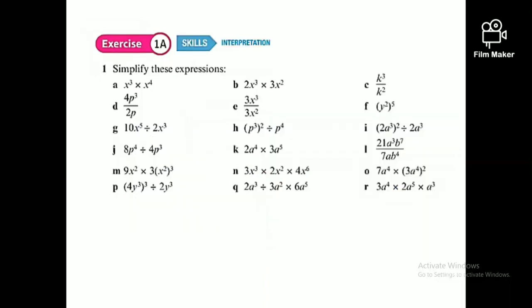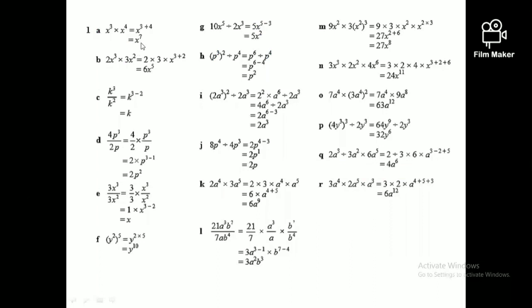Let's come up with this. The question in exercise 1A, right? Okay. The first question, this is pretty simple. If you want to multiply, you have to add the powers. X to the power 3 into x to the power 4 is x to the power 3 plus 4, which is x to the power 7, right?